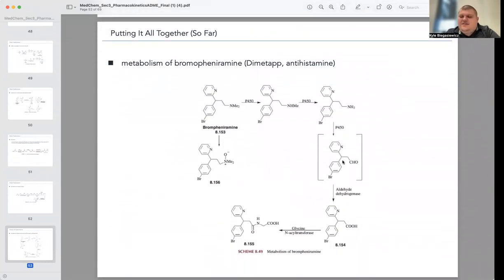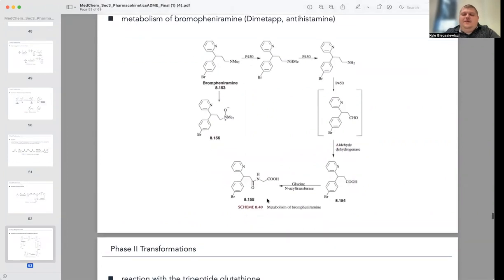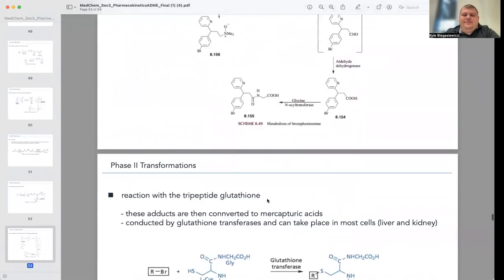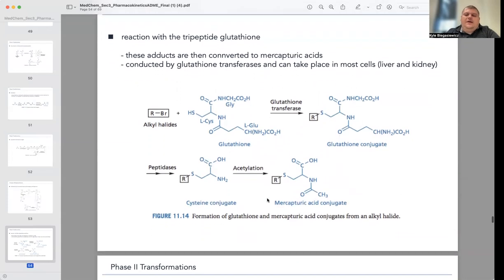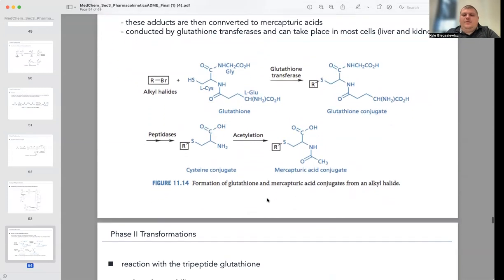53 is an example where they're piecing together a whole bunch of these things. Now, this is a good example of what you might see on the exam: what happens and how do we get from A to B. 54, glutathione addition, glutathione transferase, going to be important on your exam for sure. I would know that one.